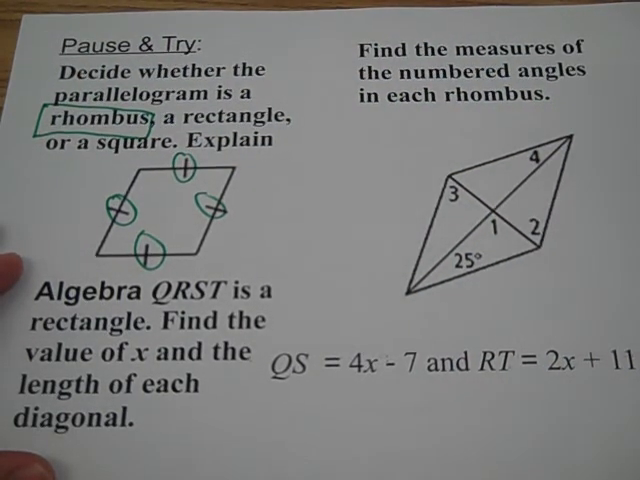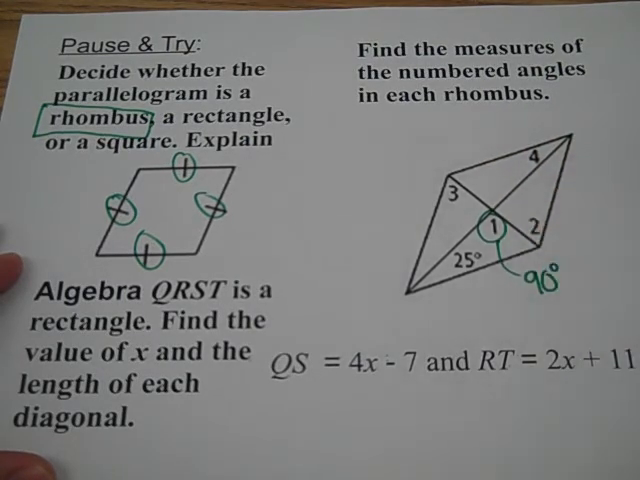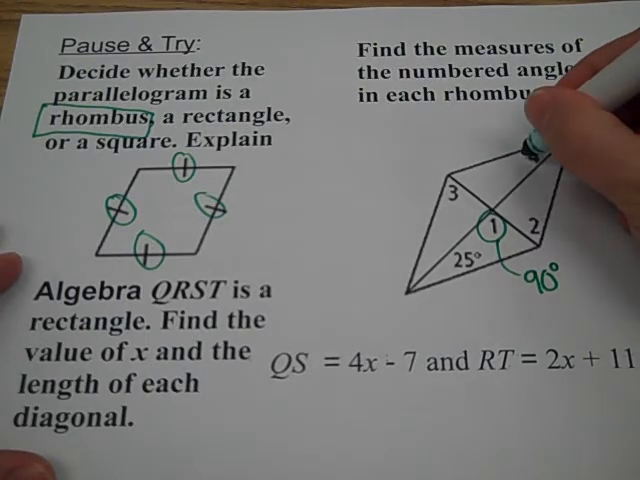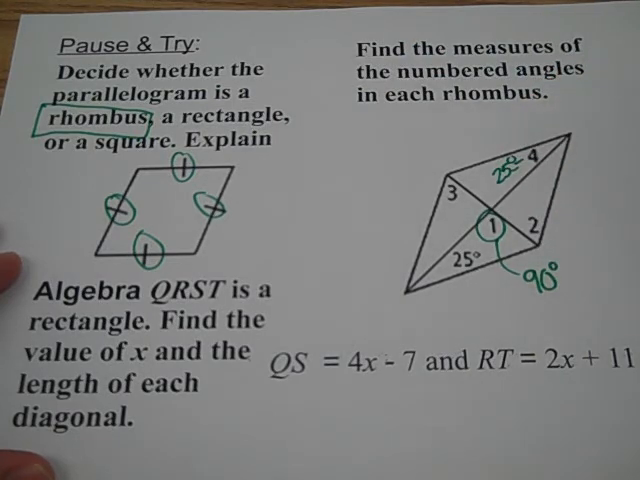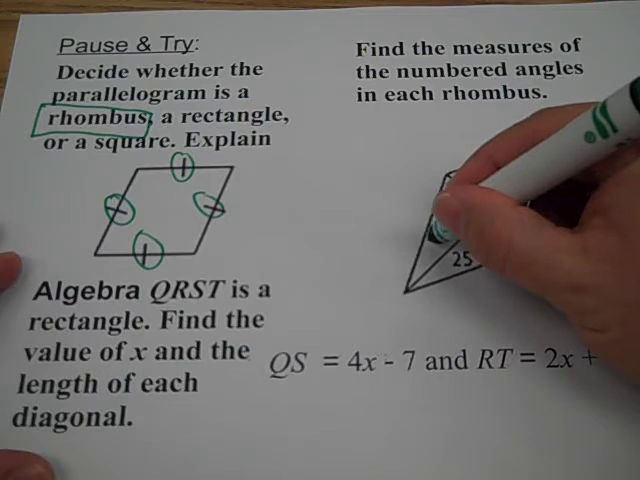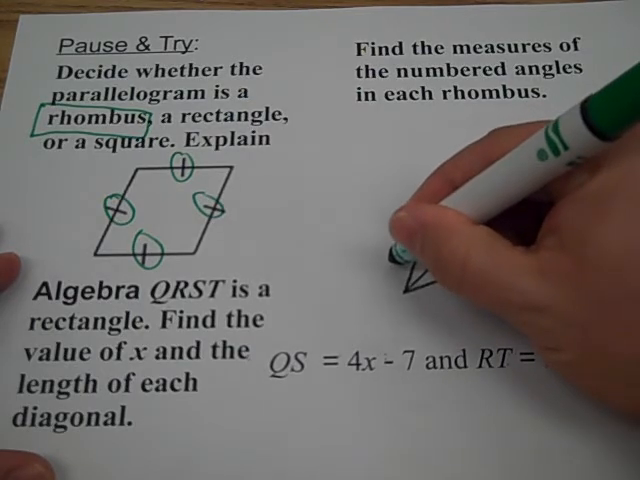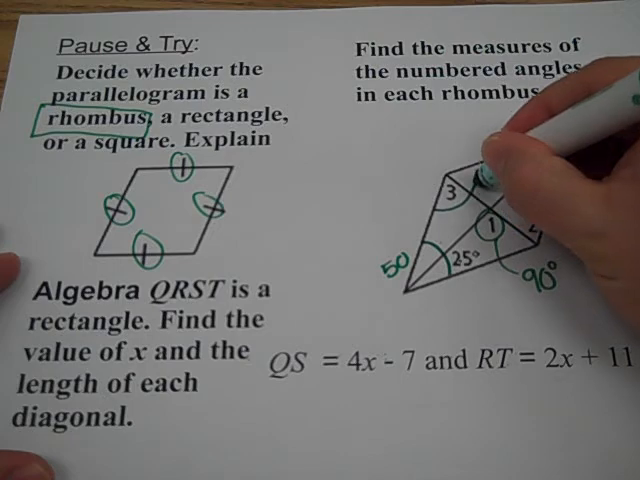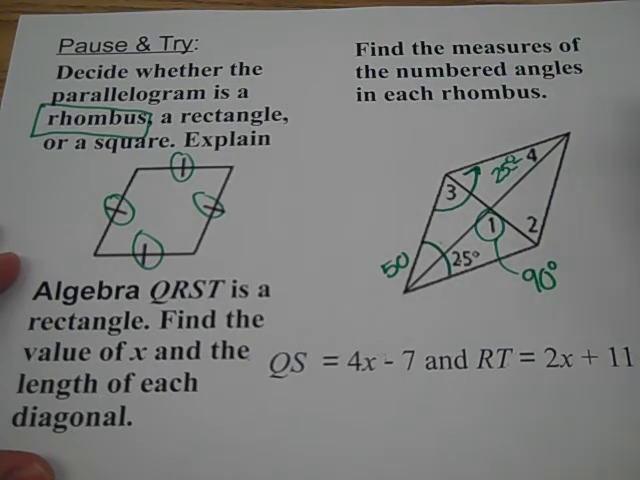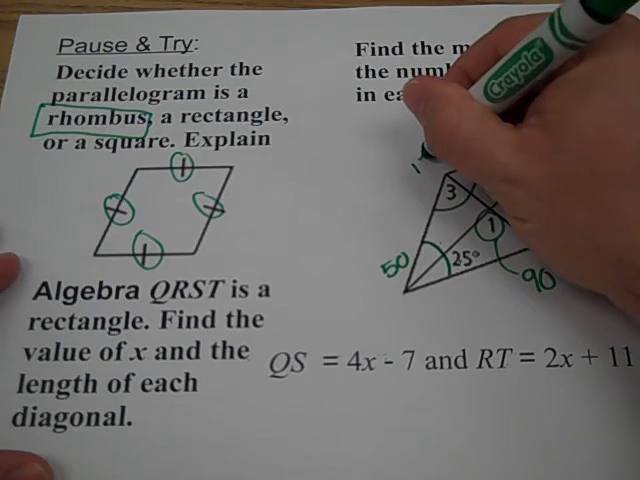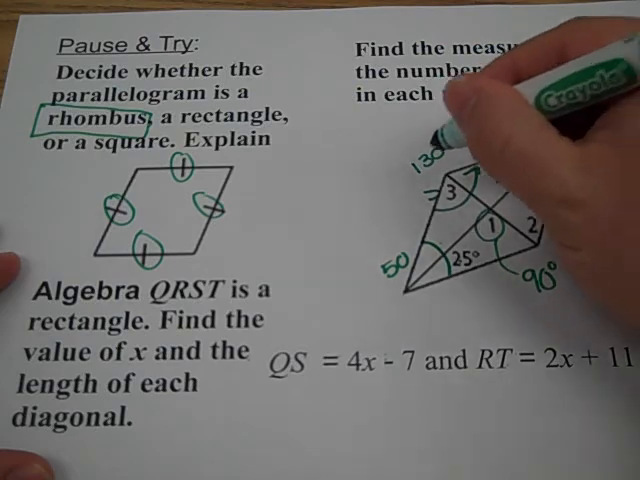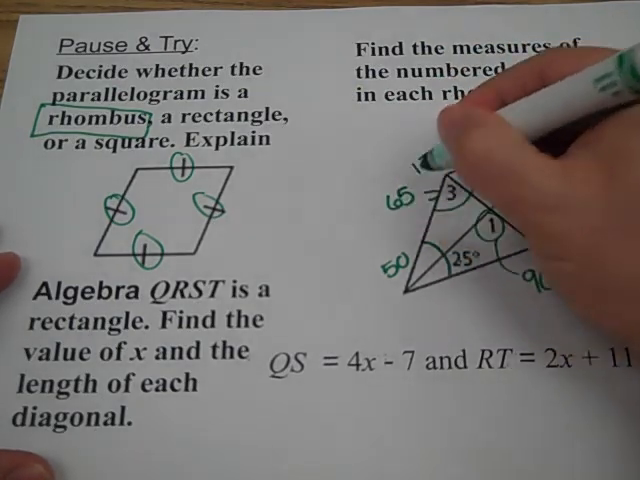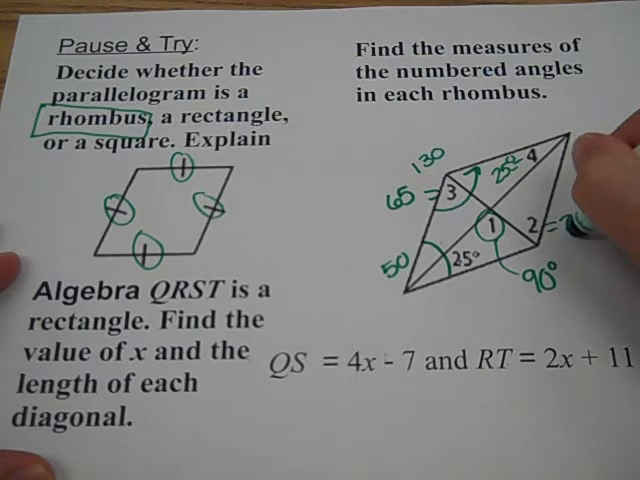Here I have a rhombus, and I want to know these angle measures. The angles in the middle are right angles, so angle 1's 90 degrees. 4 is congruent to this one, so it's 25. This whole angle is 25 plus 25, which is 50, which means this whole angle is 180 minus 50, or 130. And that makes angle 3 half of 130, which is 65, which means 2 is also 65.